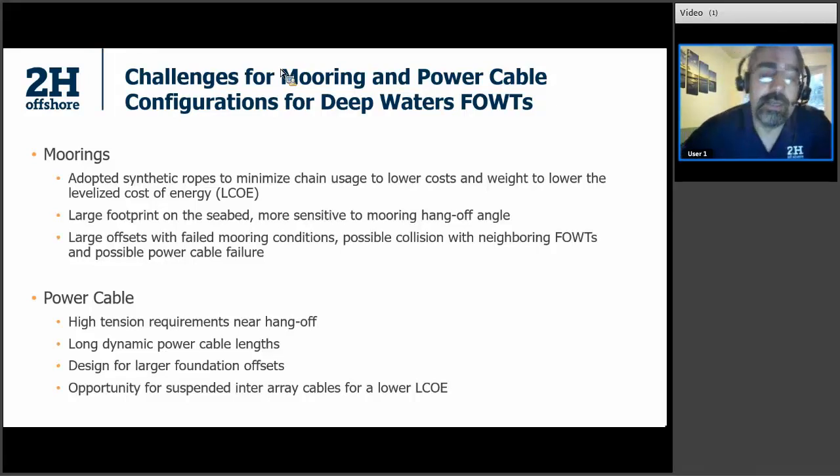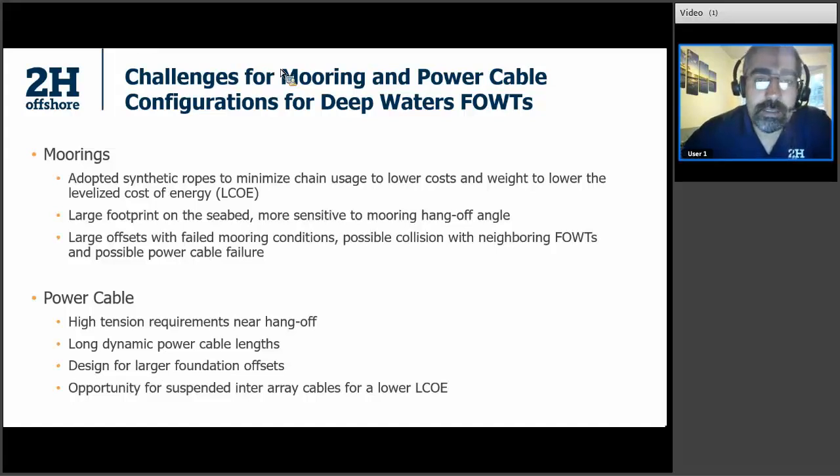The chain, when compared to the synthetic ropes, is expensive per length, and in addition to the per length cost, the offshore handling time is a big contributor to the cost. With deep water systems, there are more ropes and more mooring lines needed, so we try to eliminate or minimize the chain usage.